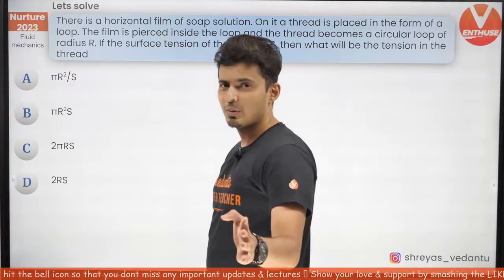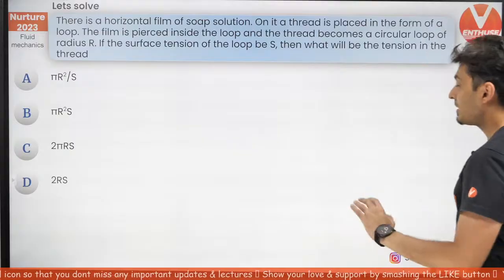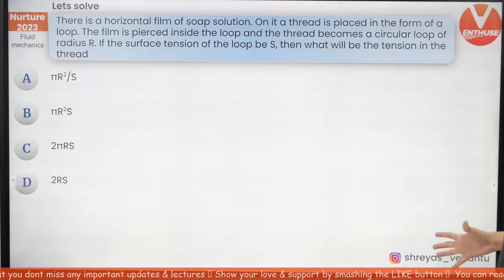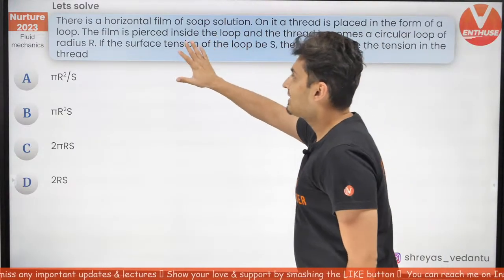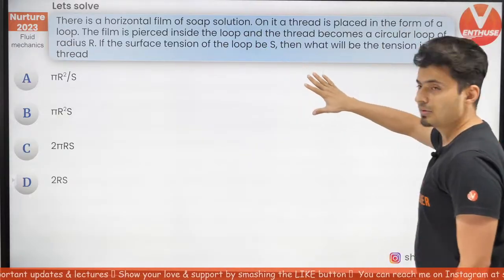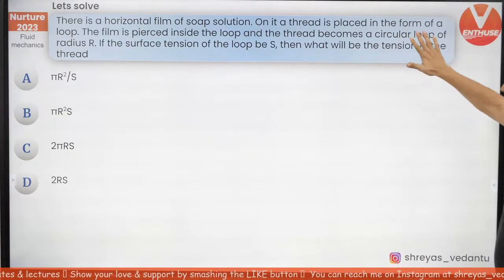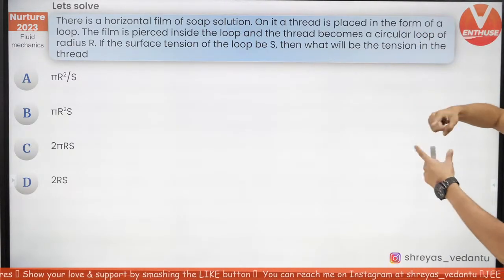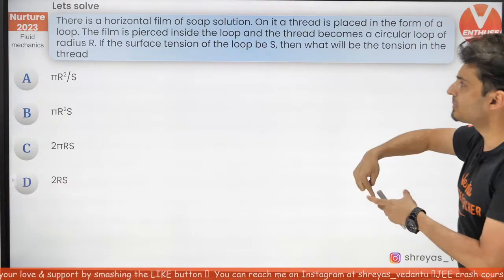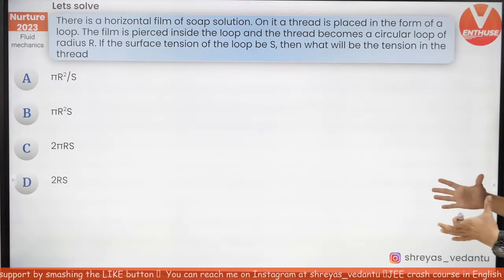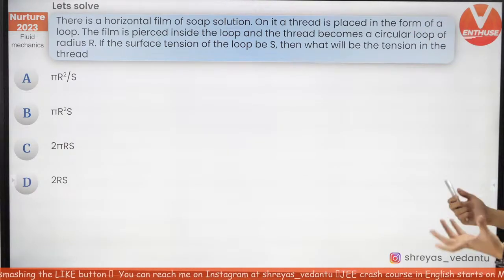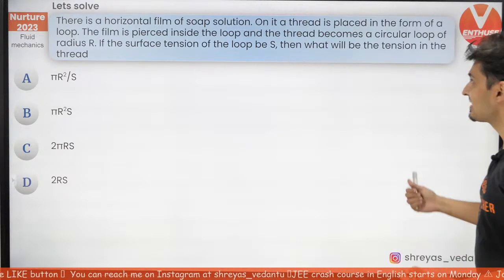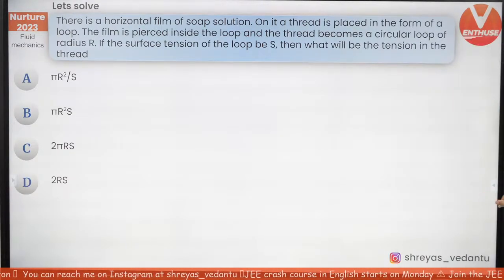Okay, so beautiful question. Pay attention. Something like Mains plus Advanced, or just Advanced. There is a horizontal film of soap solution. Okay, horizontal. On it, you have placed a thread in the form of a loop. The film is pierced inside the loop and the thread becomes a circular loop of radius r. If the surface tension is S, what is the tension in the thread?